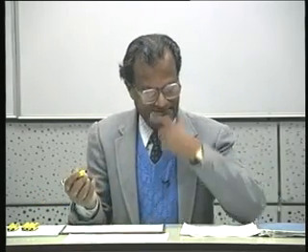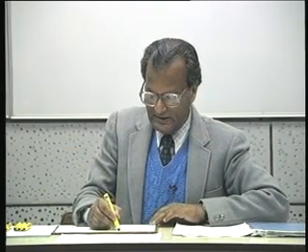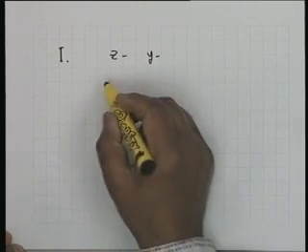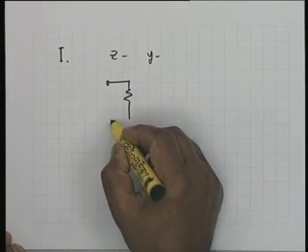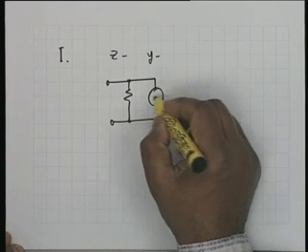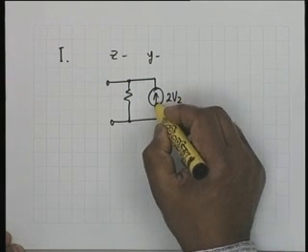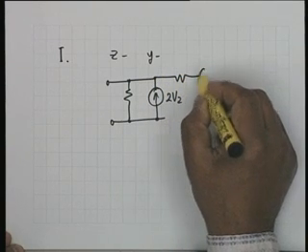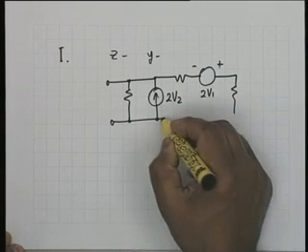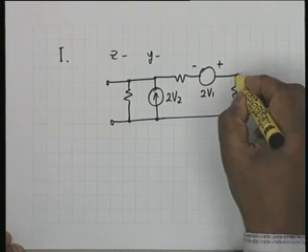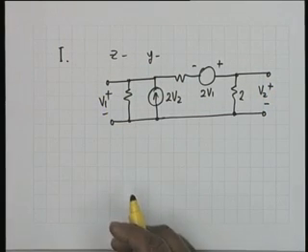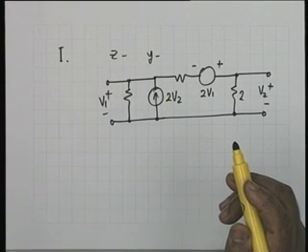We start with problem number 1. The problem is to determine the z and y parameters of the network shown below, which as you see is not a totally RLC network. It has controlled sources, dependent sources, a current generator and a voltage generator with specified polarities. This is 2 ohm and this is V2, this is V1, just to identify the ports. You have to find out the z and y parameters of this network.